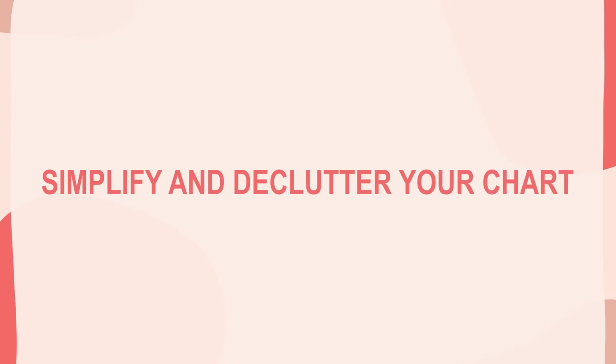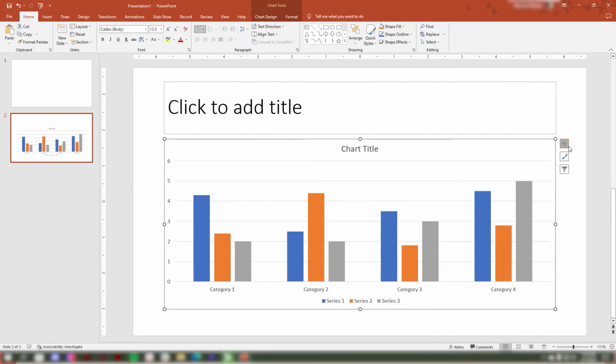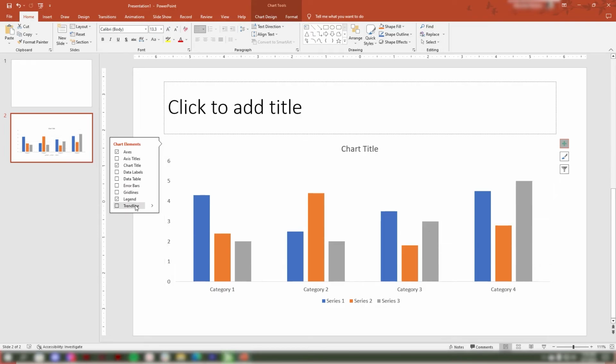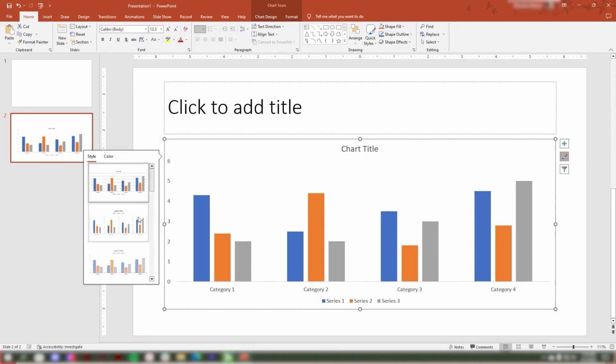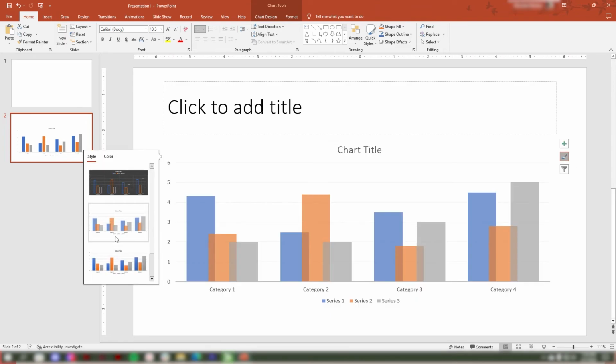Simplify and declutter your chart. Make vital information more prominent and remove unnecessary elements such as grid lines to improve the readability of your chart. Make a strong contrast between your data and the background elements. It would also be beneficial to divide complex charts into smaller ones.